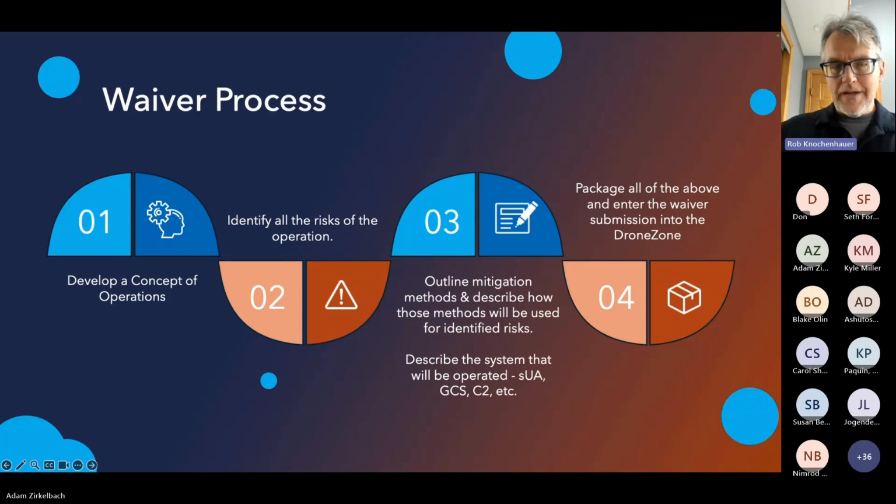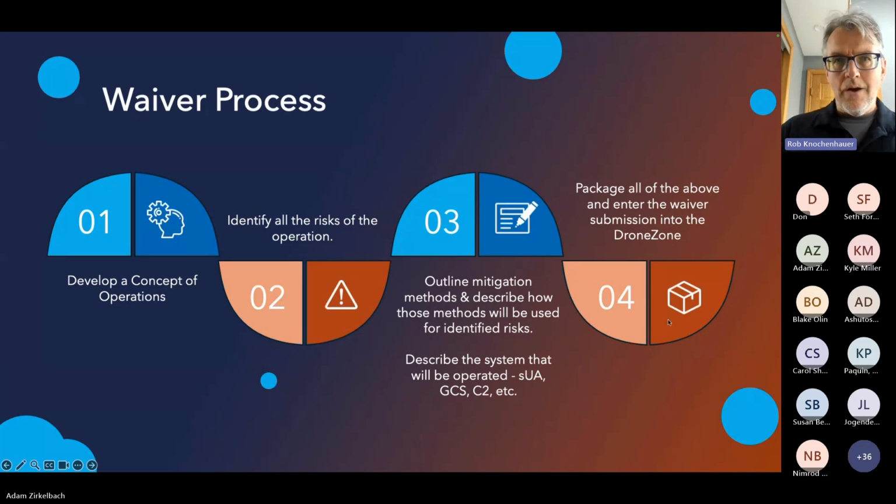So the waiver process, how you actually go about applying for relief from one of the rules under Part 107. The first thing you need to do is identify exactly what you're looking to accomplish. You put this as your concept of operations, and you want to put as many details into this concept of operations as possible to make sure that whoever is reviewing your request understands what you're trying to accomplish.